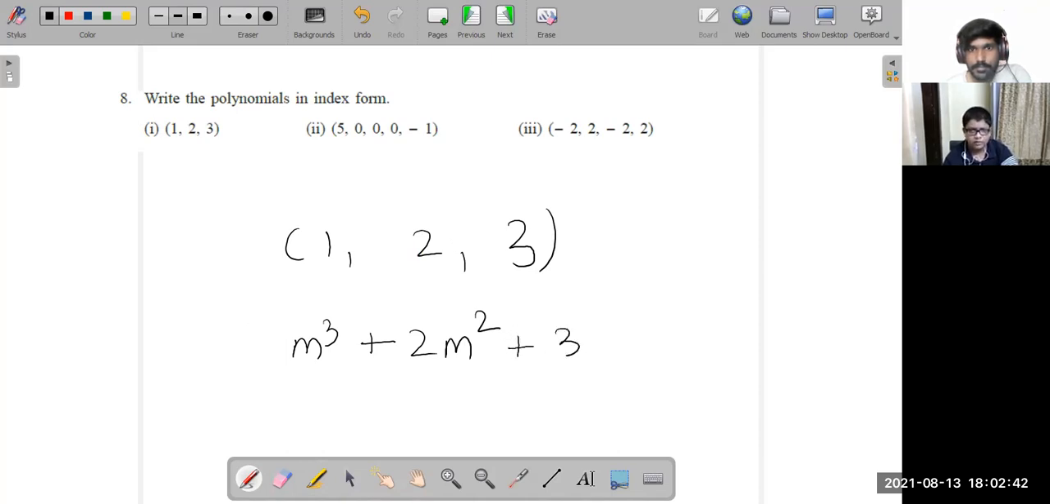And the last one? Plus 2. Plus 3m or just 3? 3m. Correct. So this is the first one. The second and third, I'm sure you'll be able to do it. Okay, so we'll stop here.